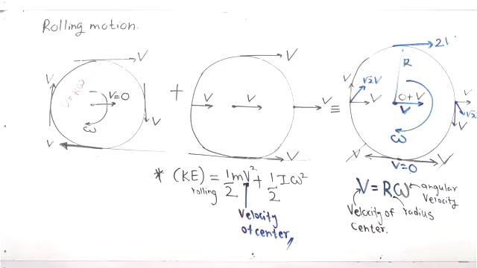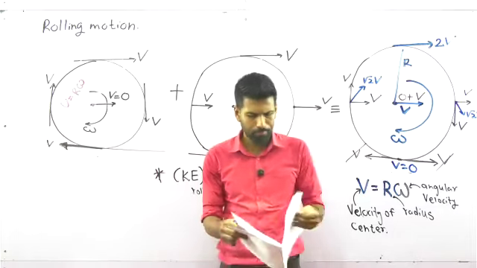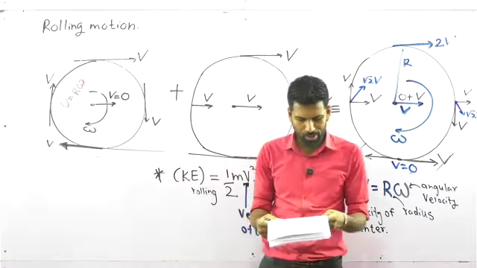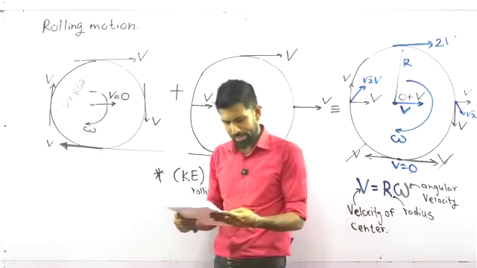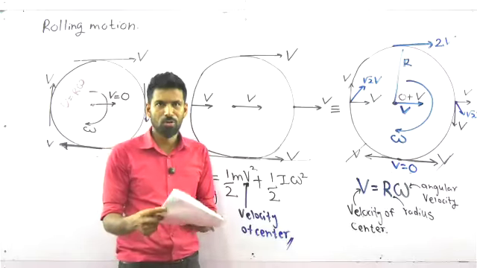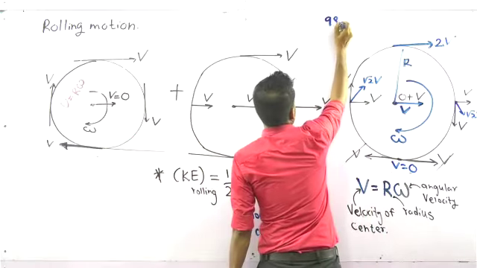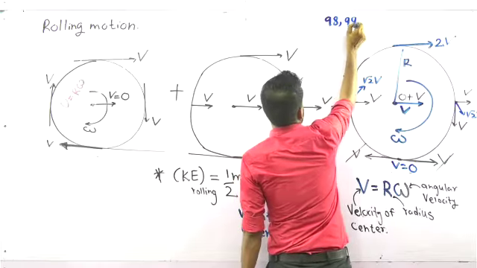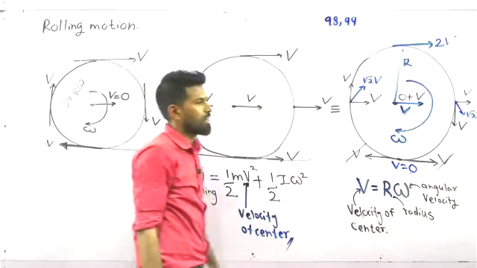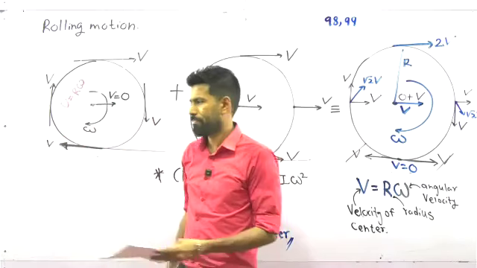Then, can you solve question number 98 and question number 99? Then let's go for the interval. Question number 98 and question number 99. Then we will move to the interval.